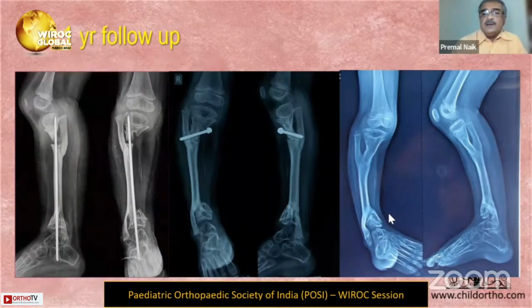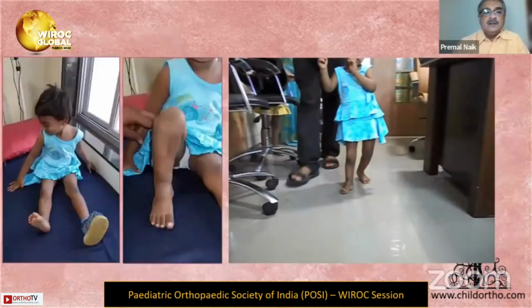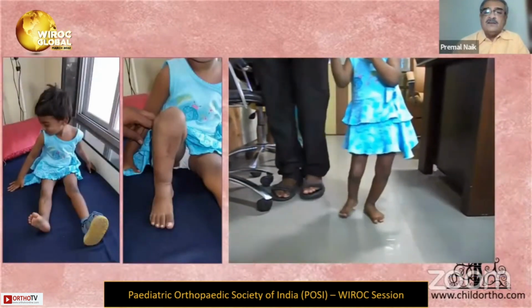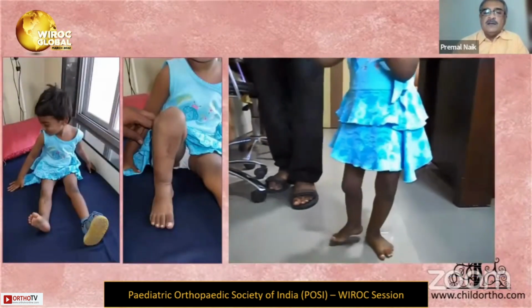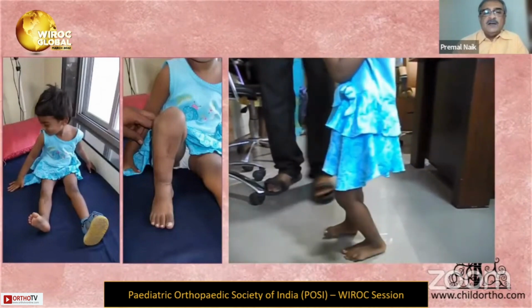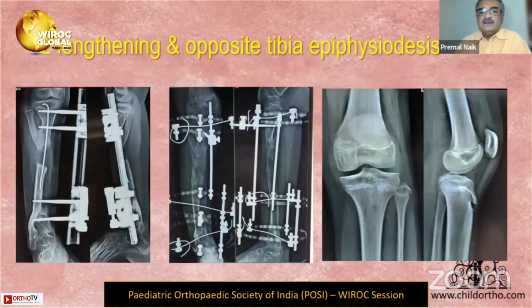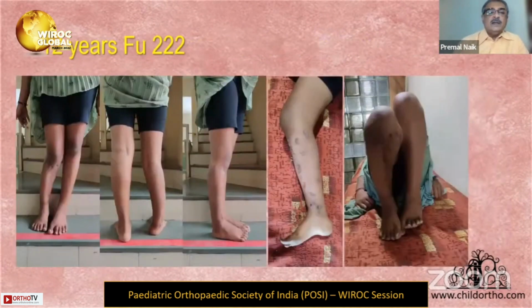But if you look at it, there is a deformity here. The reason for the deformity was growth arrest, which was already there in the distal ulna because there was a fracture. And the proximal ulnar physis was also not normal, so she ended up in lengthening. She has shortening. So there was a significant shortening, but there was a reasonably good alignment. She underwent 2 lengthenings at different stages and then opposite tibial epiphysiodesis. And this is her 12-year follow-up.